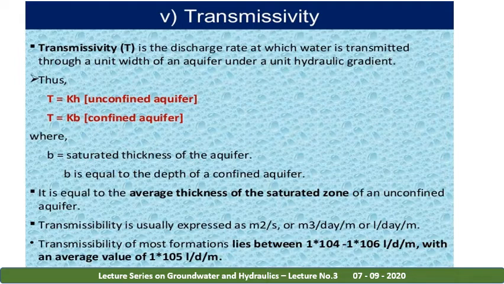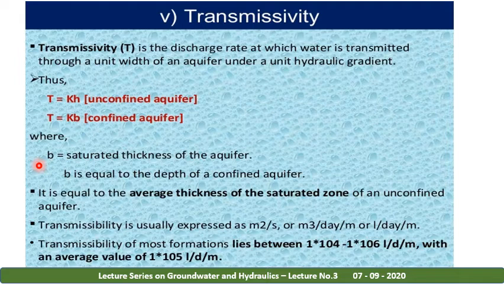Transmissivity is nothing but water transmitted from the higher end to the lower end, as we discussed for permeability. It is equal to the average thickness of the saturated zone of an unconfined aquifer. Transmissivity is usually expressed as meter square, meter cube per day per meter, or per minute, or per month.